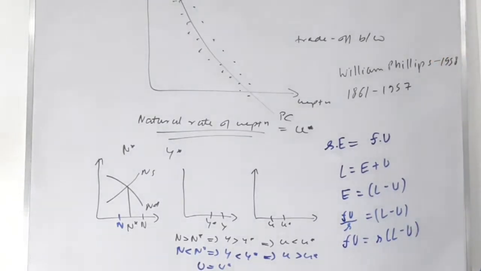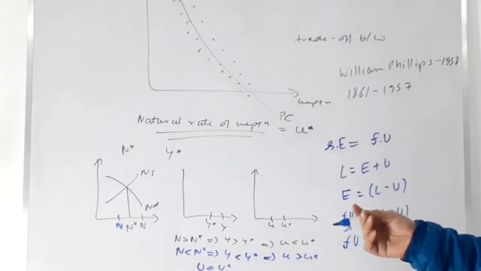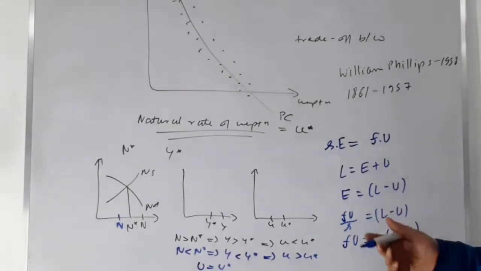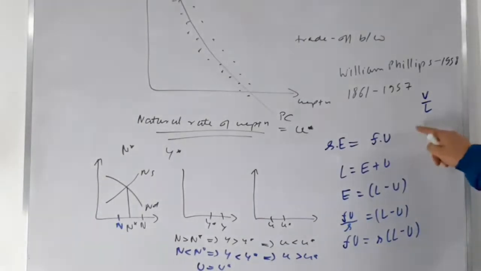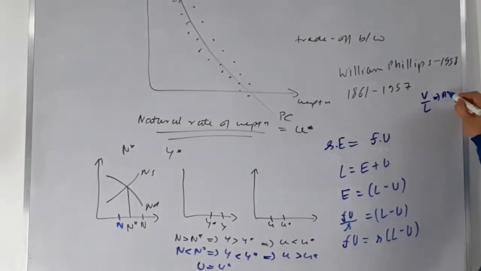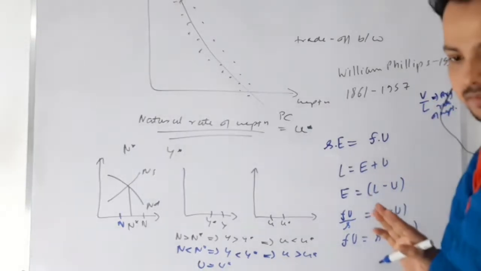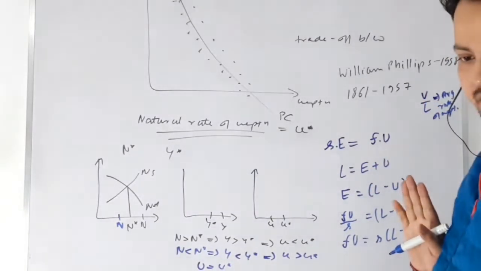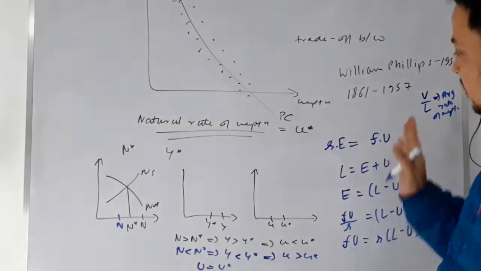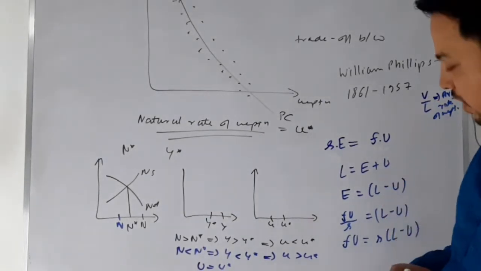I want to know the average rate of unemployment. What is the average rate of unemployment? U by N. This ratio will give me the average rate of unemployment, right? Yes or no? U by N, if you remember the definition, gives me the average. So I want to find out this one.